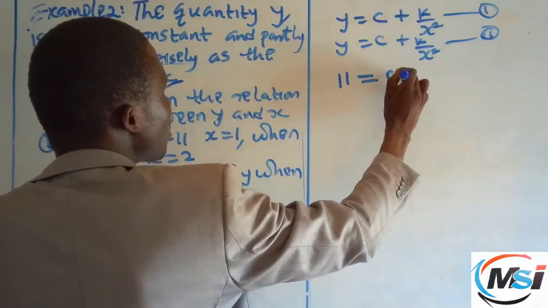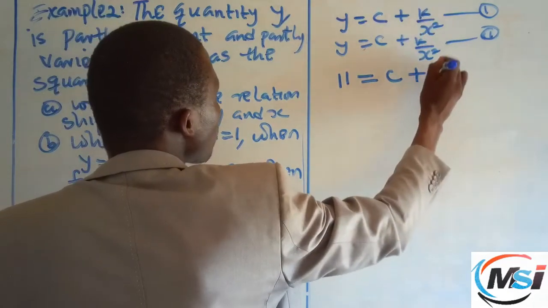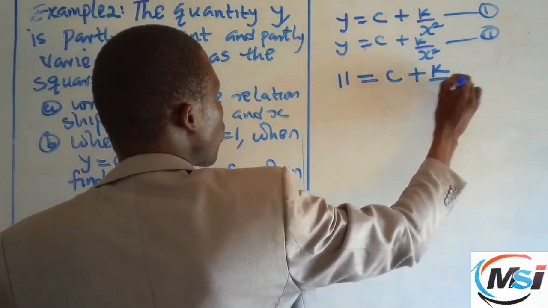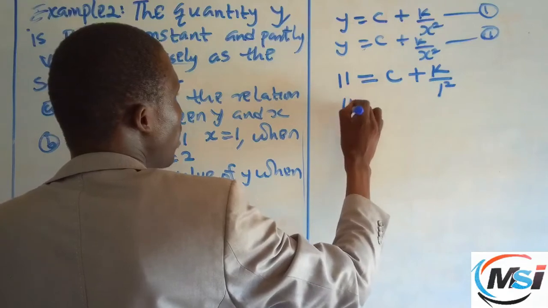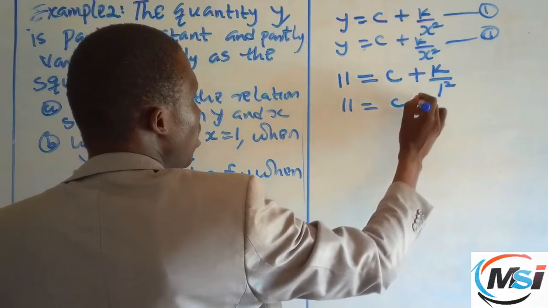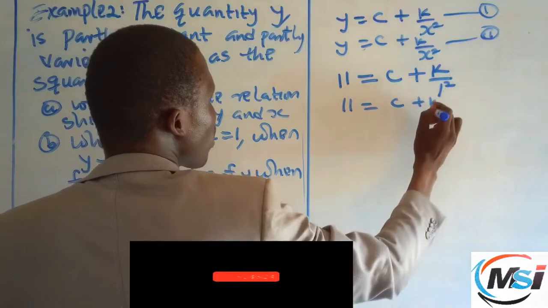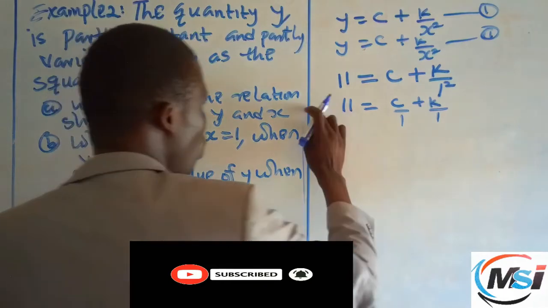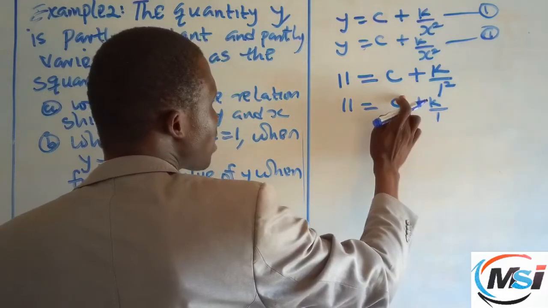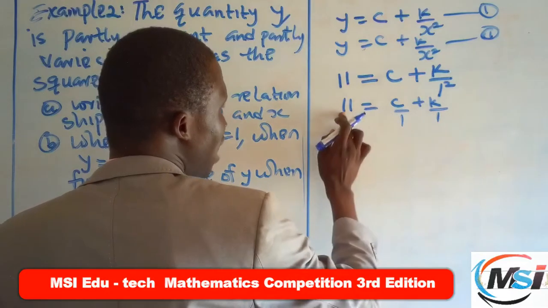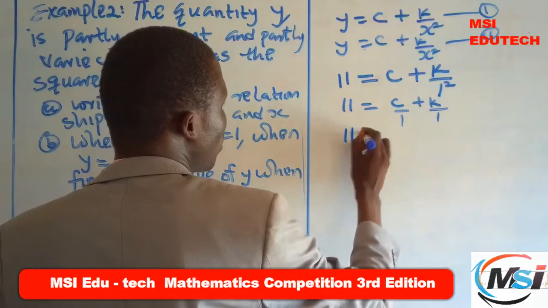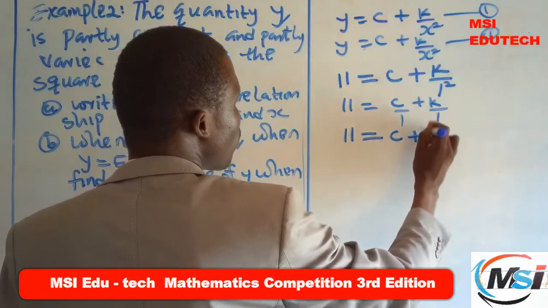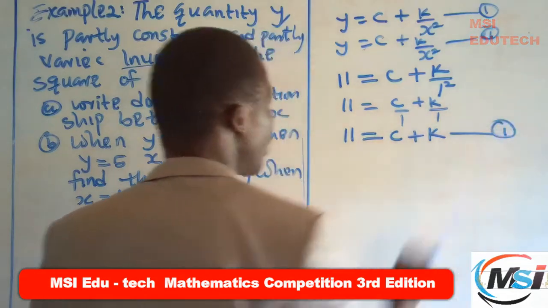C is constant, k is constant, and x is 1. So this will give us 1 squared. So we are going to have 11 equals c plus k over 1 squared. 1 squared will give us 1. Divide this by 1 to make it a fraction. So when you multiply all through, 1 times 11 will give you 11. 1 times c will give you c. 1 times k will give you k. This will give us equation 1.